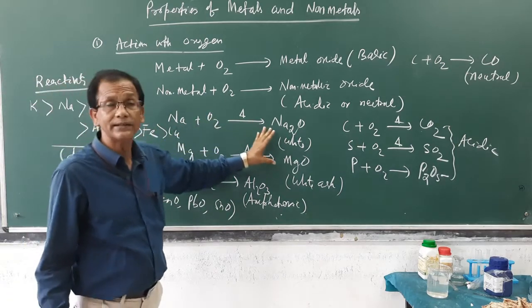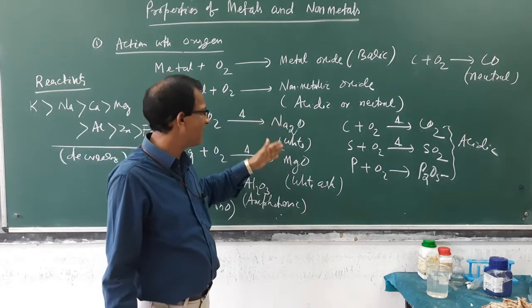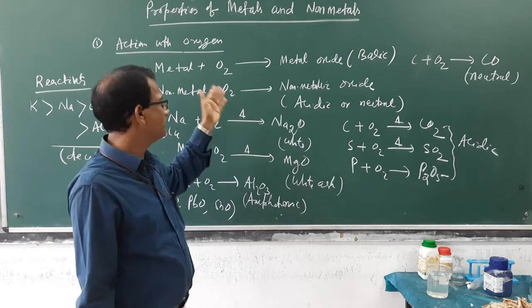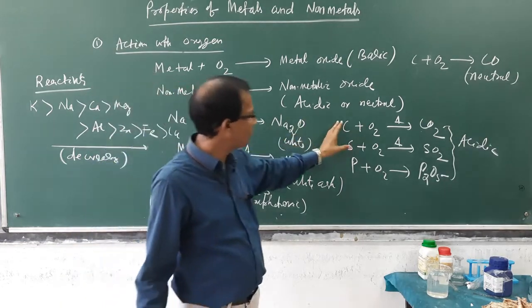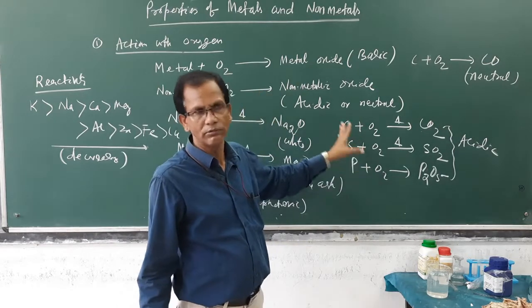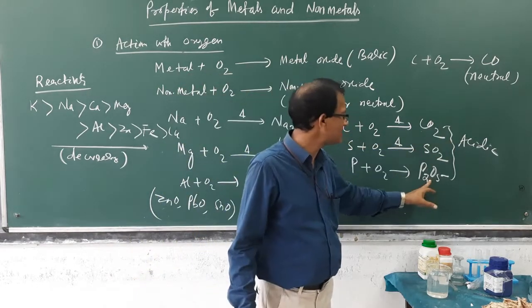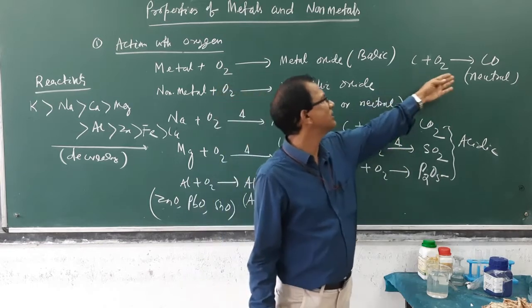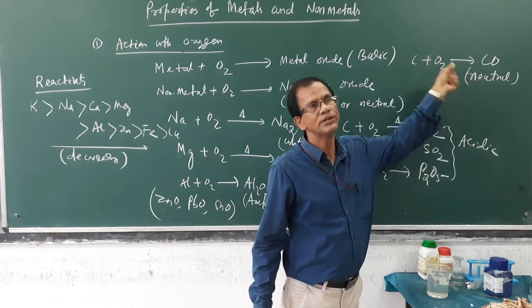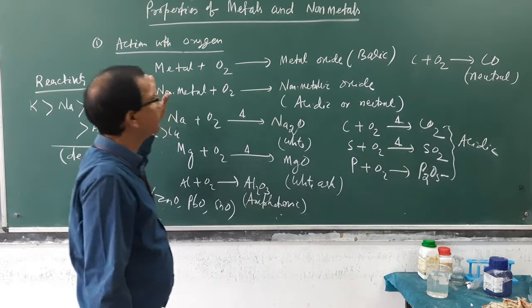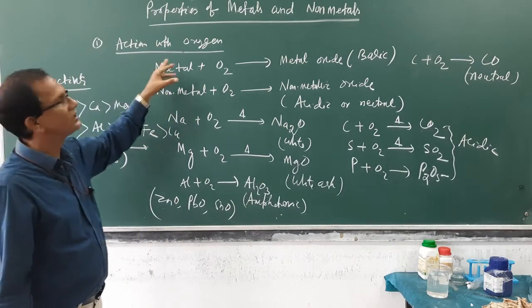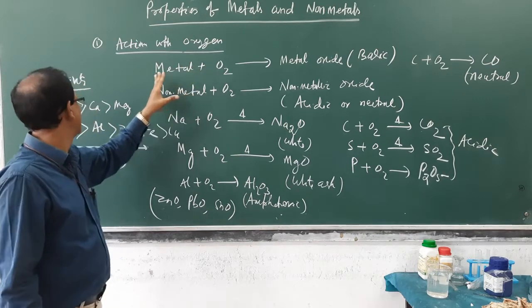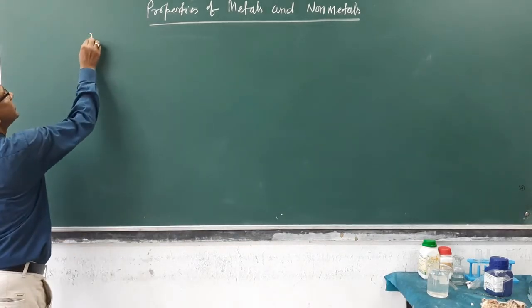But almost reactive metals, sodium, magnesium, potassium, produce only basic oxides. And almost all non-metals produce acidic oxides, with one exception, carbon monoxide, which is neutral. So these are some important properties of metals in action with oxygen.